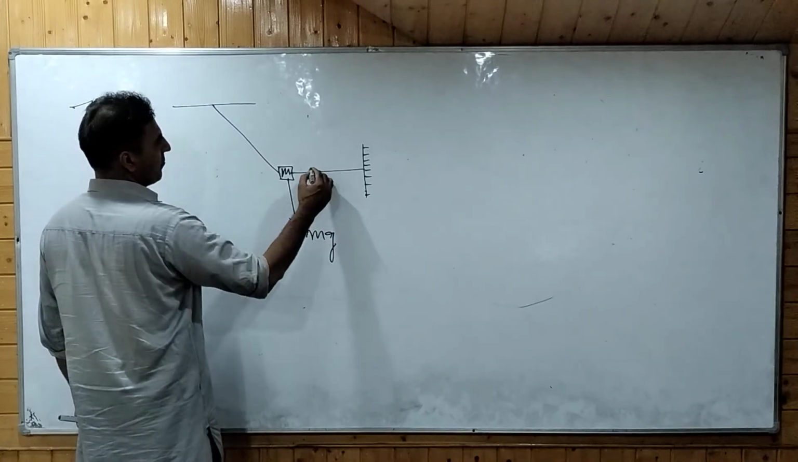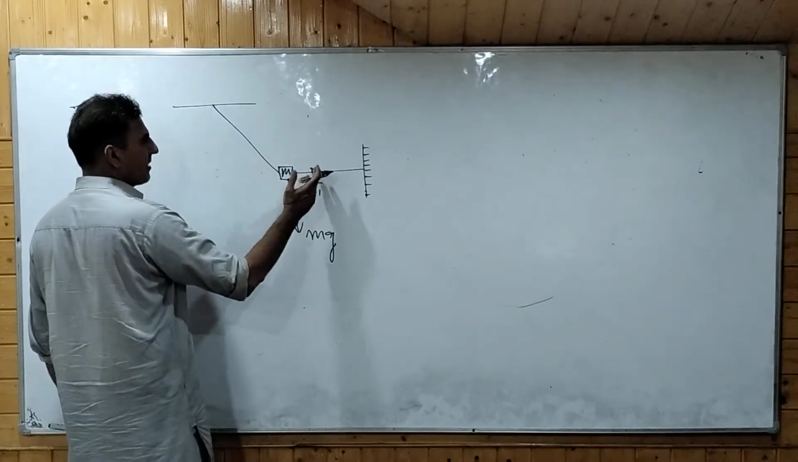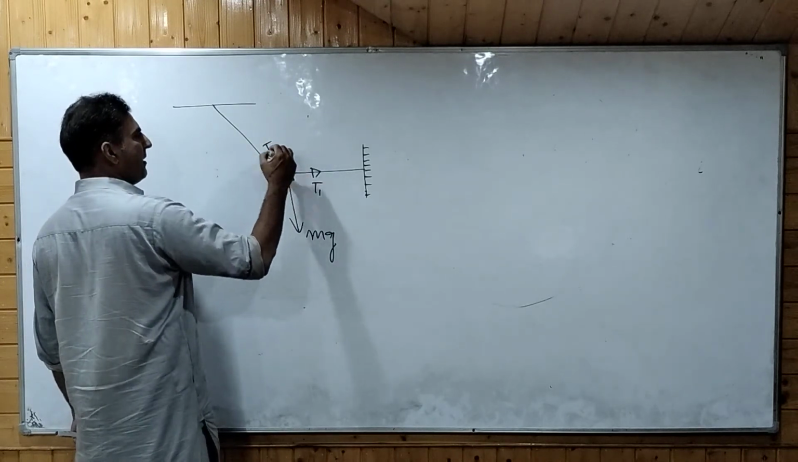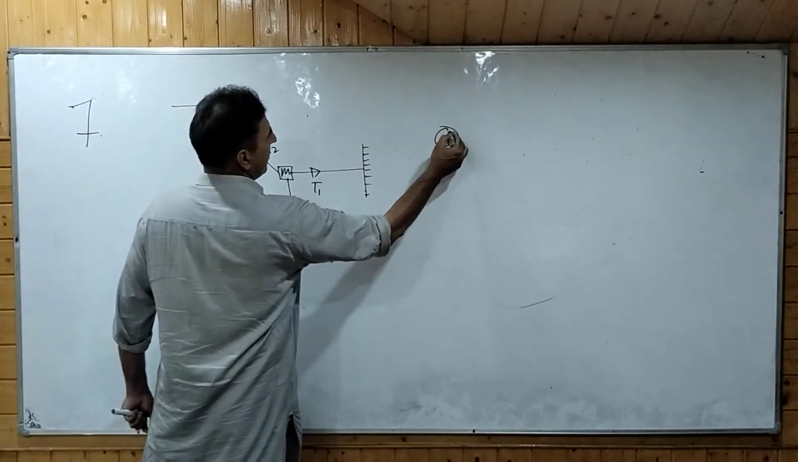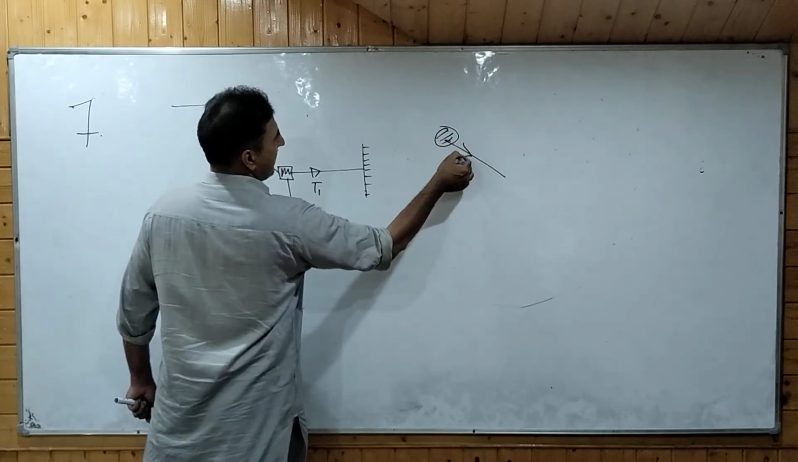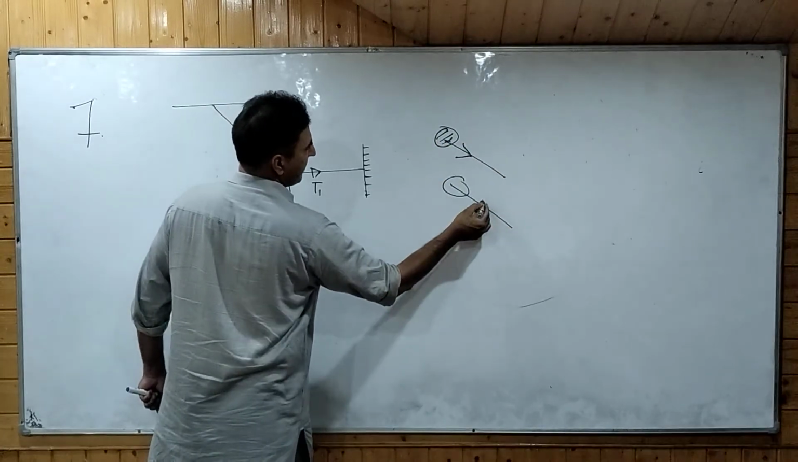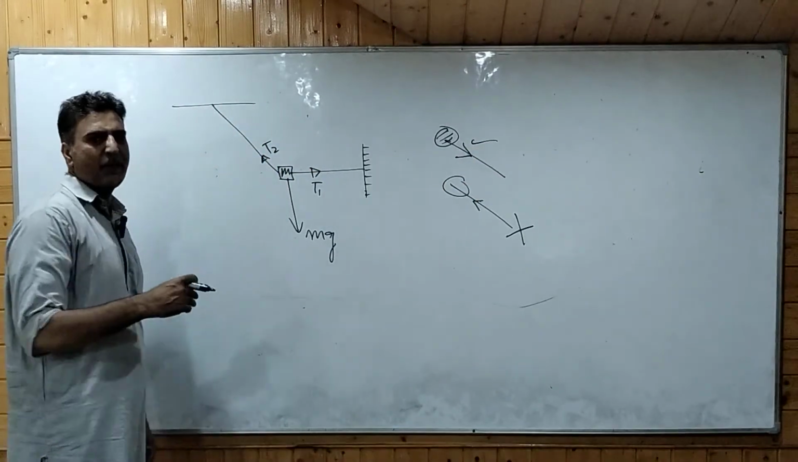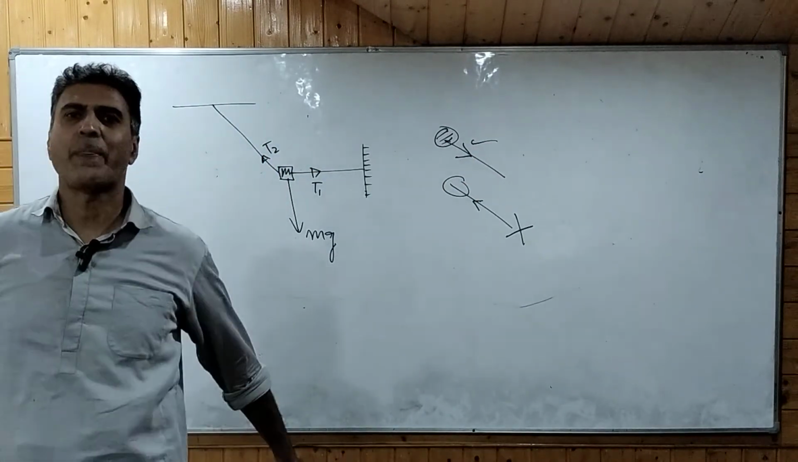It is tension T1. Let me suppose the tension always acts away from the body. Here tension again acts away from the body. If this is the body and this is the string, tension will be like this. It is never like this. Tension is always like this, away from the body, because tension always pulls.